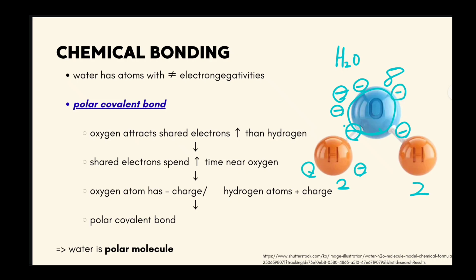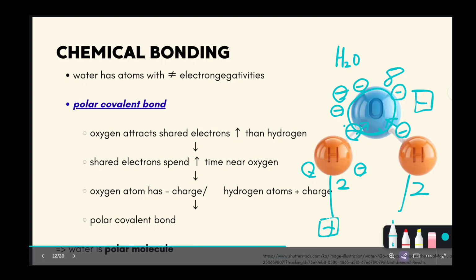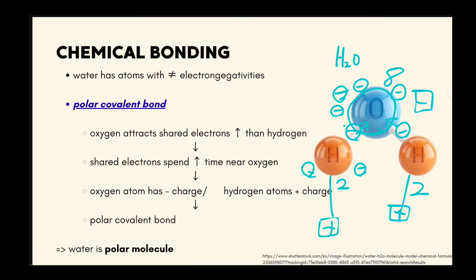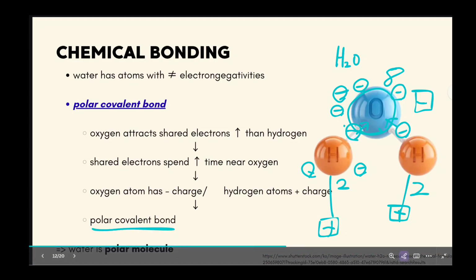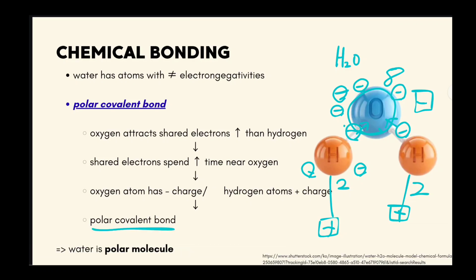The shared electrons spend more time near oxygen, so electrons go toward oxygen. Then the oxygen atom gets a negative charge and each hydrogen atom becomes positively charged. These are called polar covalent bonds, and one of the most famous examples is water, also known as H2O.